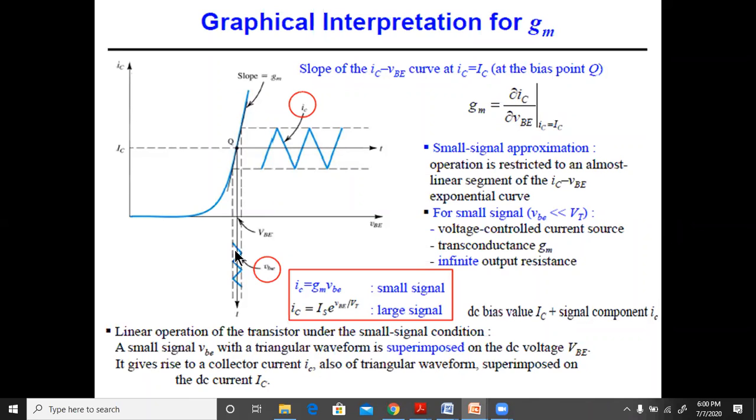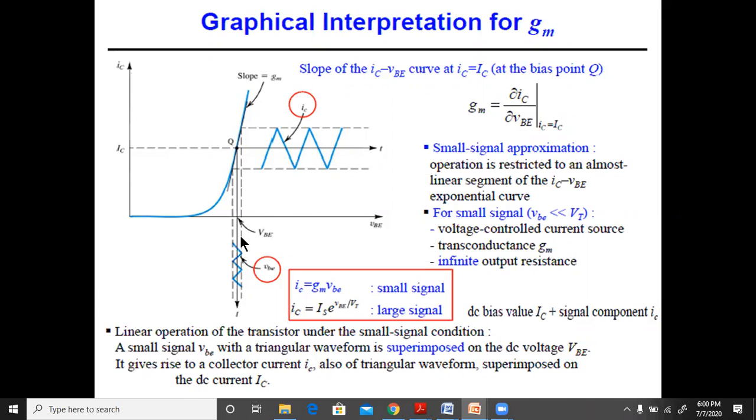This is the DC value of the VBE. This is the DC value of the IC, right? And if you say this is the DC value of VBE, above and below will have either the triangular wave or the sine wave, whatever we want, which is the AC signal.